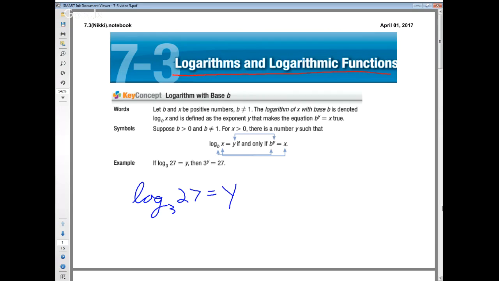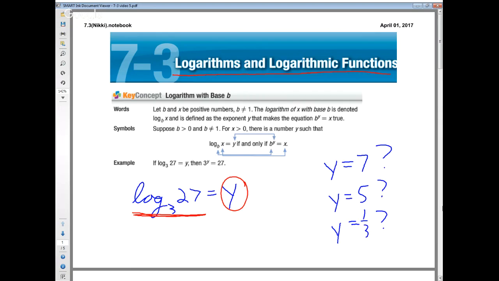So in this example, let's say we have log base 3 of 27 equal to y. But what number is y exactly? Is it 7? Is it 5? Is it 1/3? Well, you can't be so sure right now. But today's video will help you determine what this value is actually equal to. Or in other words, we're going to figure out how to solve log functions. So with that, let's go ahead and get to it.